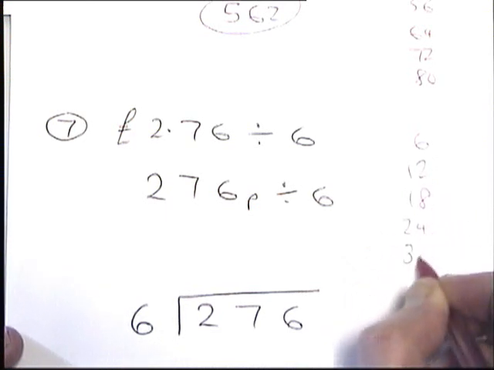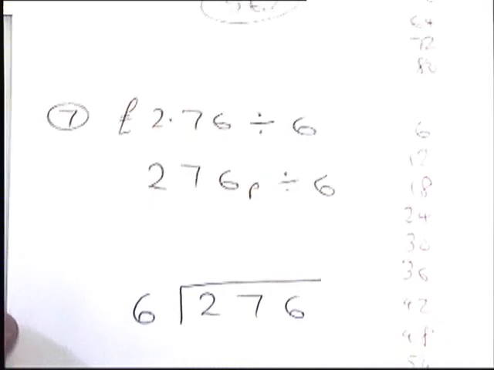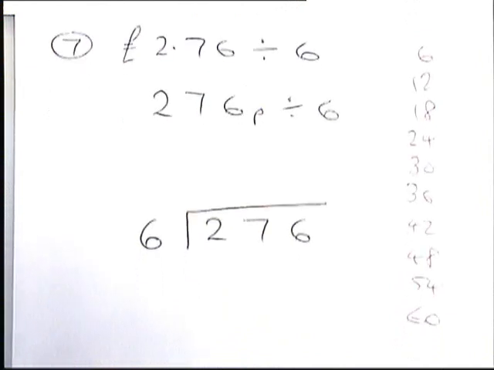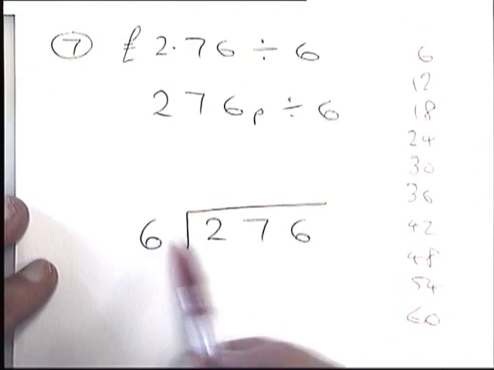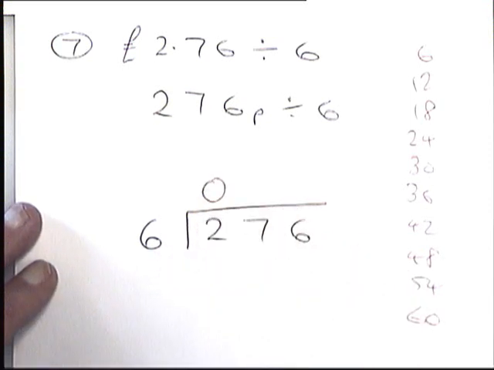You can just count on like that. Yes, it takes you longer, but then that's the whole point. If you learn them, it doesn't take you so long and it saves time. So I've got my 6 times table there. So 6 into 2 doesn't go because 2 is smaller than 6. I put a naught here.